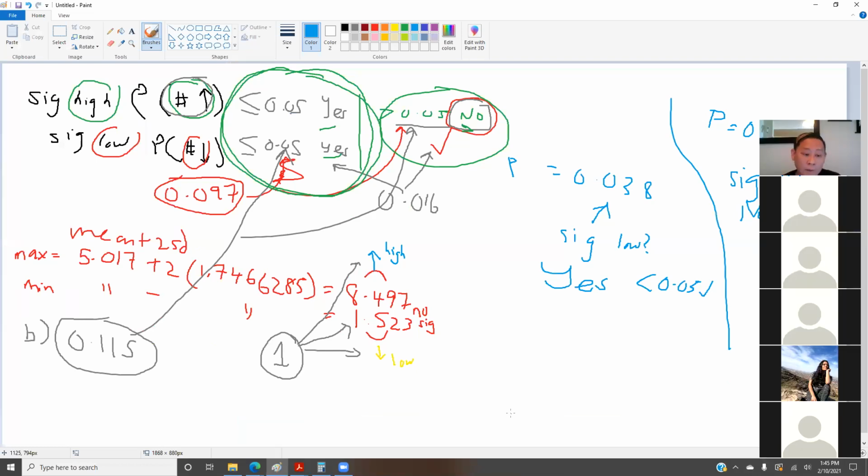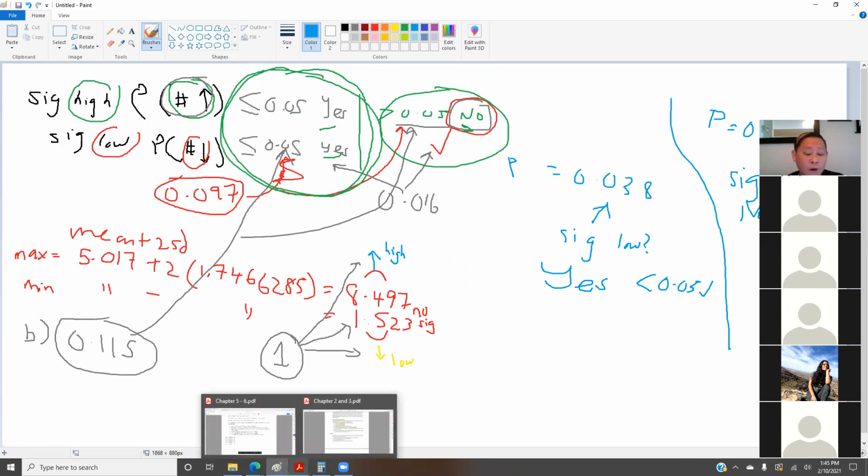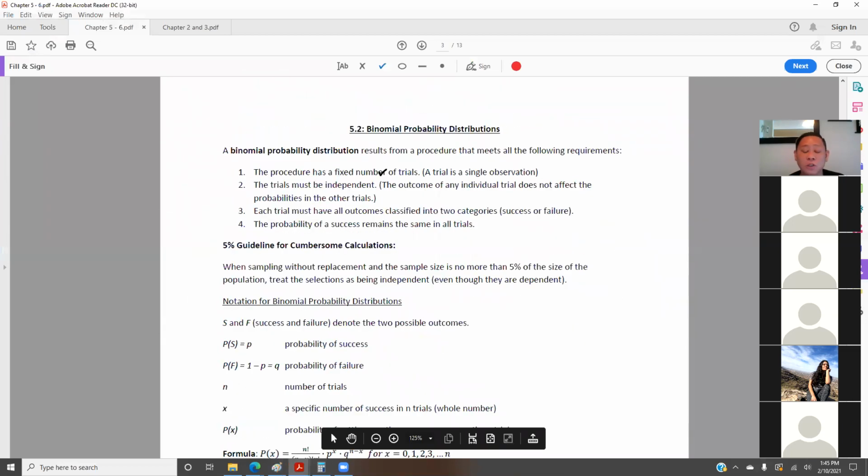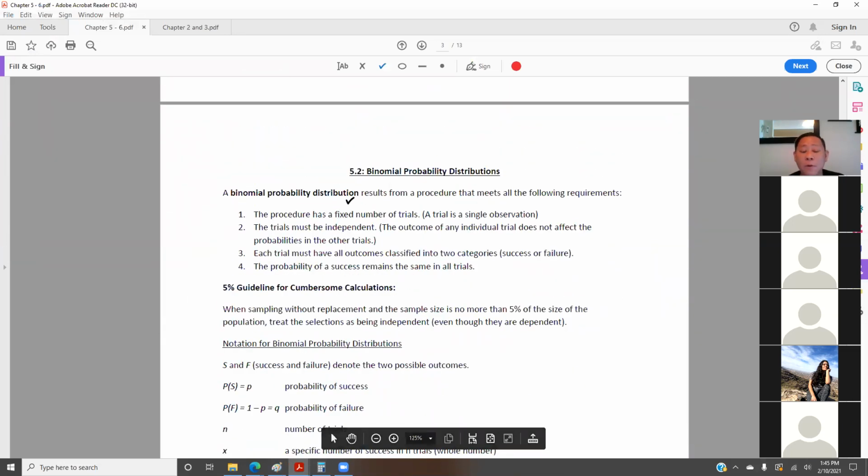Okay. So this is what we call a probability distribution. In 5.2, we will be talking about binomial distribution. The binomial distribution is also a discrete case, but you have to fulfill 4 things.